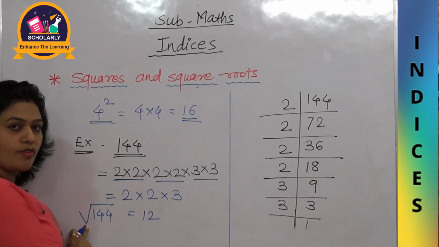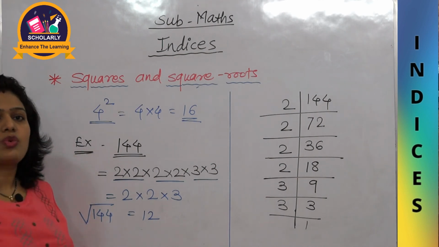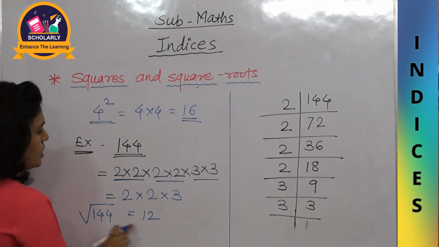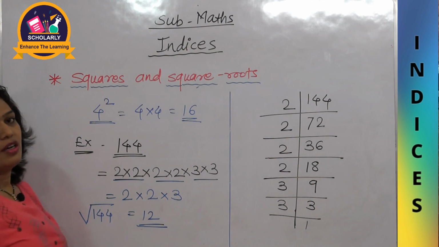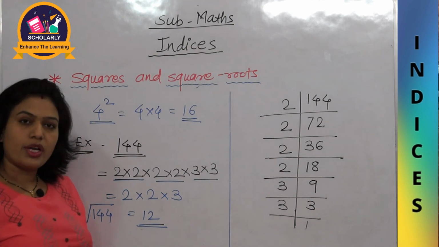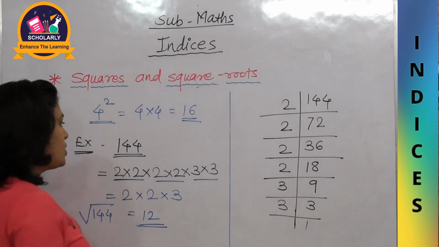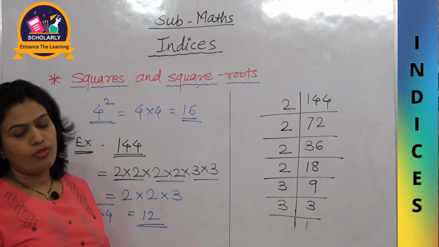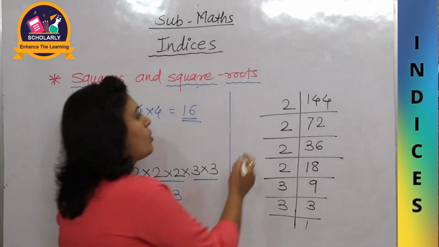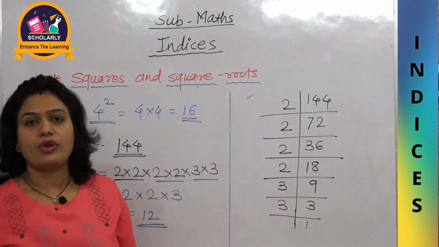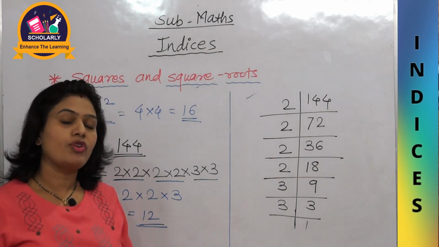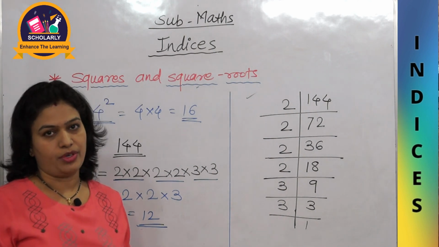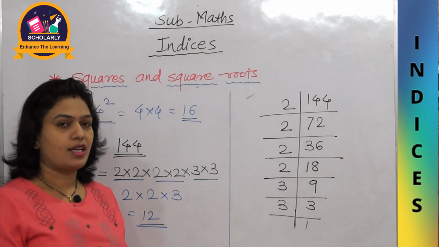This is the sign of square root. If we write any square number in this sign, then we have to find the square root. So read it like square root of 144 equals 12. And if we calculate the square of 12, then it would be 144. So by this method we can calculate the square root of any square number. Just remember, we should know the perfect square numbers. Then and only then you will get the correct answer.